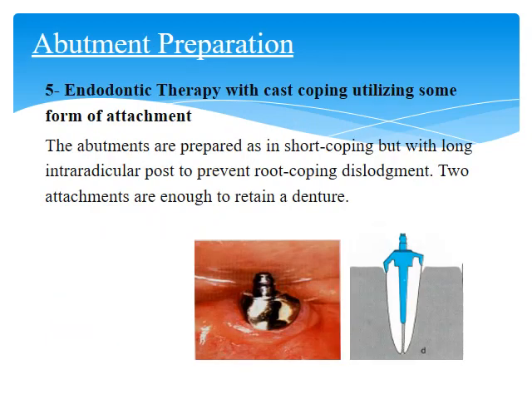The endodontic therapy with cast coping utilizing some form of attachment. The abutments are prepared as in short coping but with long intraradicular post to prevent root coping dislodgement. 2 attachments are enough to retain a denture.